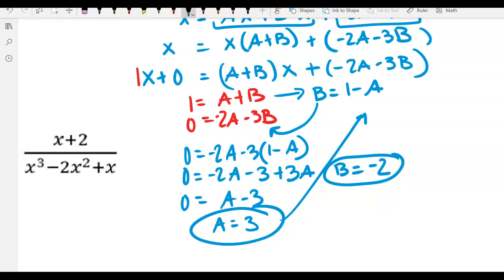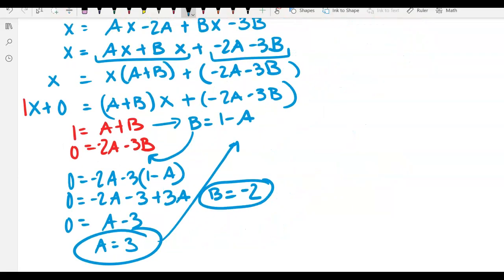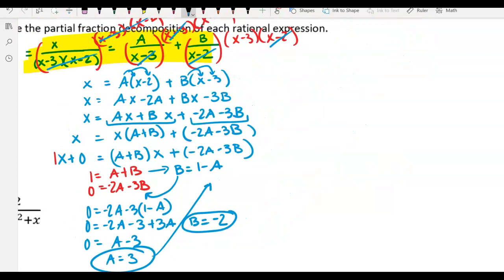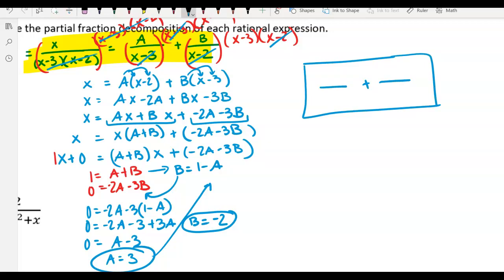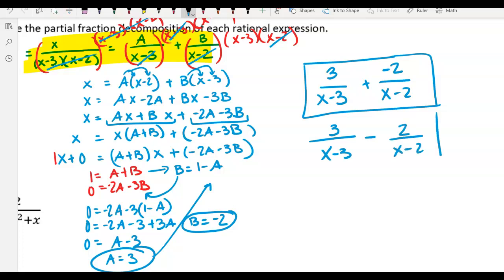Okay. Now that we have those, we're going to write our partial fractions. We have a, we have b. We put it together. Okay, a is what? 3 over what? B is what? Negative 2 over? Right. Now, students, would it be the same? I'm going to write this. Would it be the same if I write it like this? Are these two the same? Yes, those are the same.